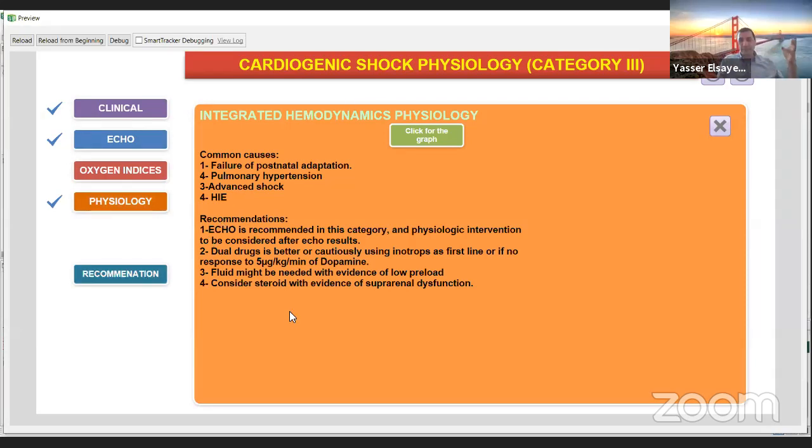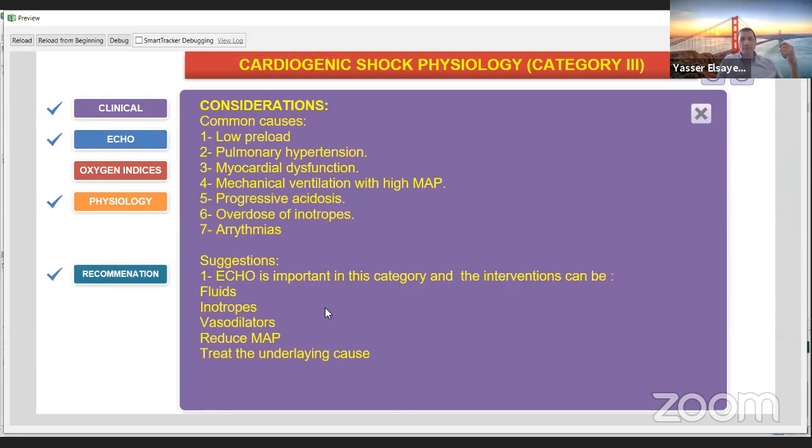The recommendation in this case, as I mentioned before, makes sense to use an inotrope with vasoconstrictor effect like norepinephrine or dopamine. And let us now move to category number 4 to save time.